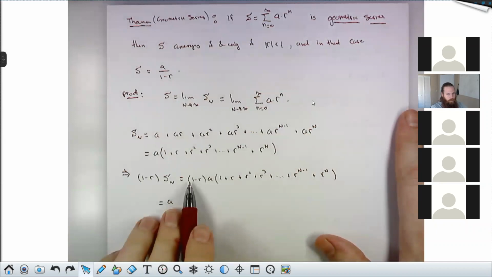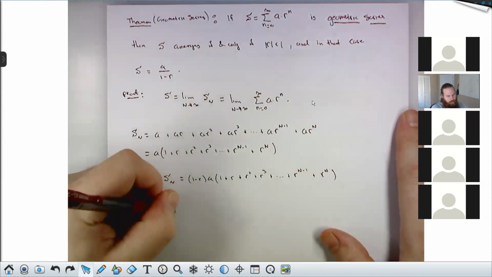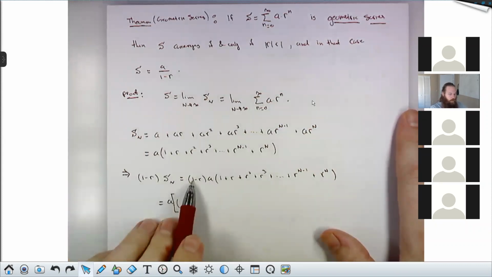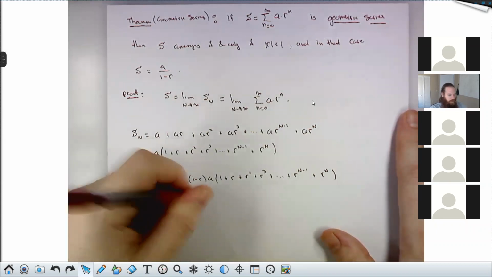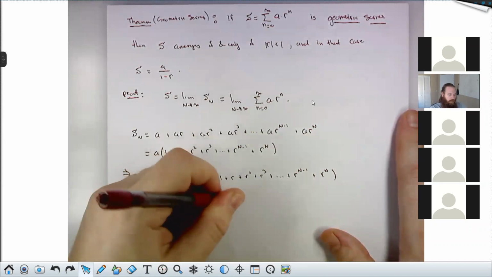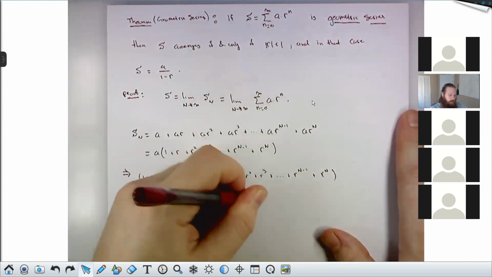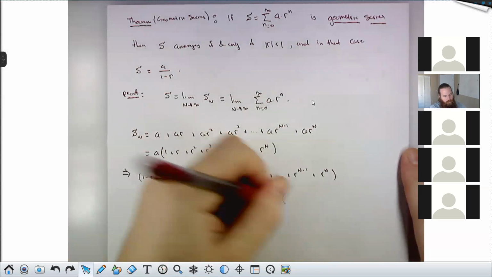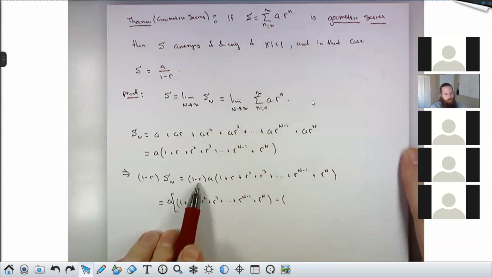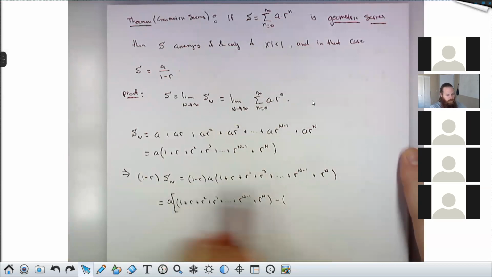And then when I distribute the 1 minus r, first I'll multiply through by 1. I'm going to open up a big bracket. When I multiply through by 1, I just get this thing again. That's 1 plus r plus r squared plus r cubed, r to the N minus 1, and r to the N. Now I have to subtract what I get when I multiply through by r. So this minus is this minus. The a is all the way out here. And the last thing to do is distribute this r over this partial sum.